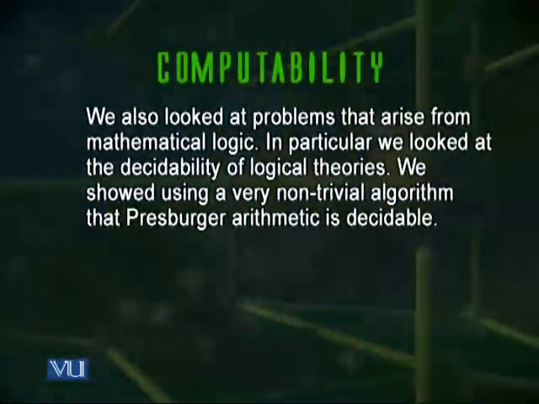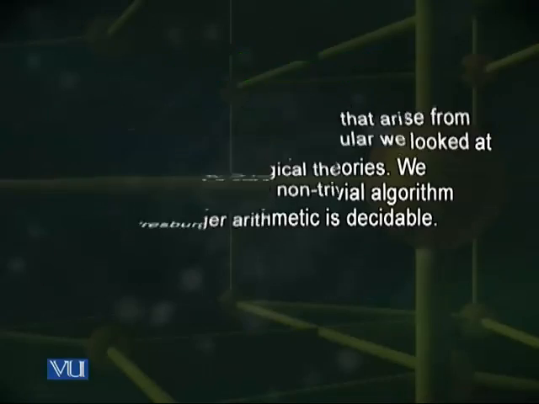Multiplication is not allowed in Presburger arithmetic. We realize that this kind of arithmetic, the theory that we get out of it, is decidable. You could write an algorithm which would decide whether a statement in Presburger arithmetic was true or not. So we showed a very non-trivial algorithm that Presburger arithmetic is decidable.